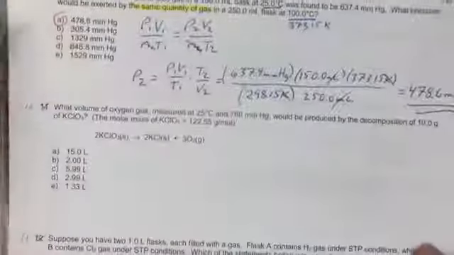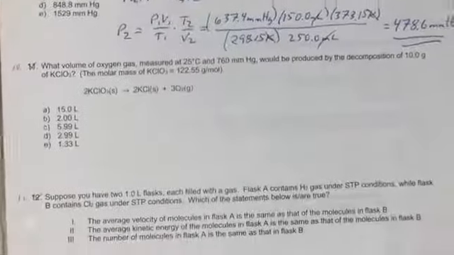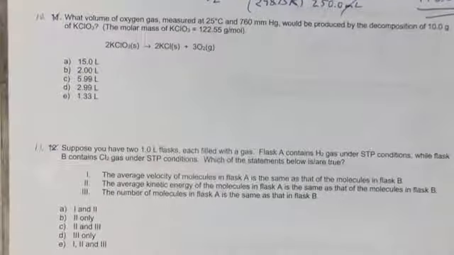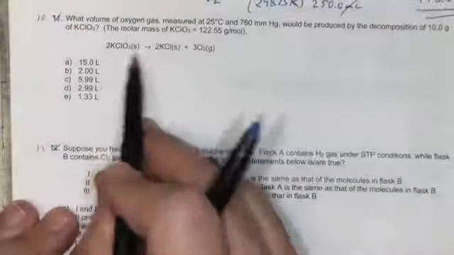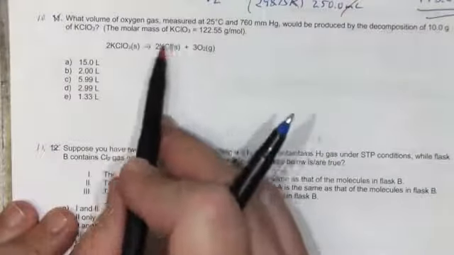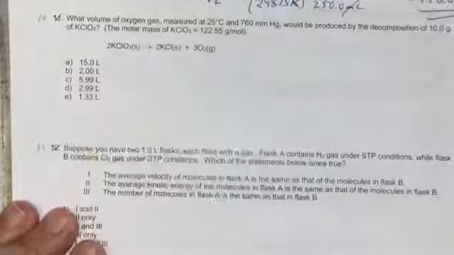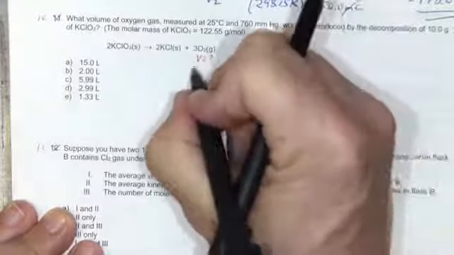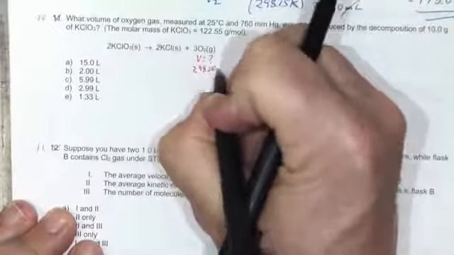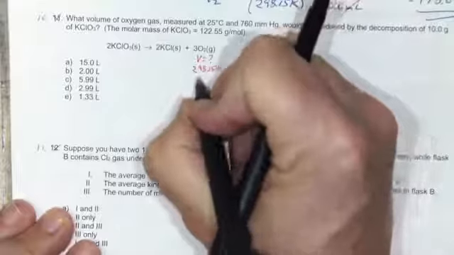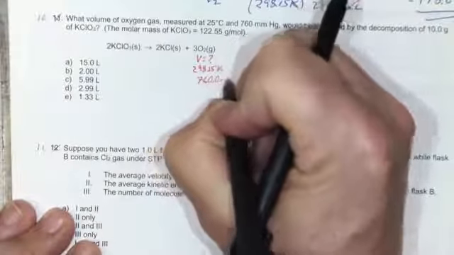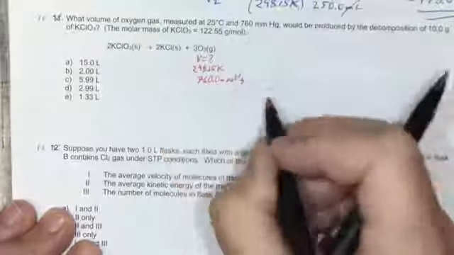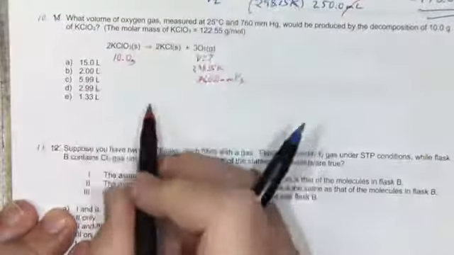Okay, the next example is a gas stoichiometry problem. What's the first thing you always have to have for any gas stoichiometry problem? Well, you have to have a balanced equation. Now, in this case, you're given the balanced equation. I'm going to list what's given here. It says, what volume of oxygen gas, so I'm looking for the volume, measured at 25 degrees C and 760, so this is 298.15 Kelvin. I convert 25 degrees C to Kelvin, and 760 millimeters of mercury would be produced by the decomposition of 10 grams of potassium chlorate.